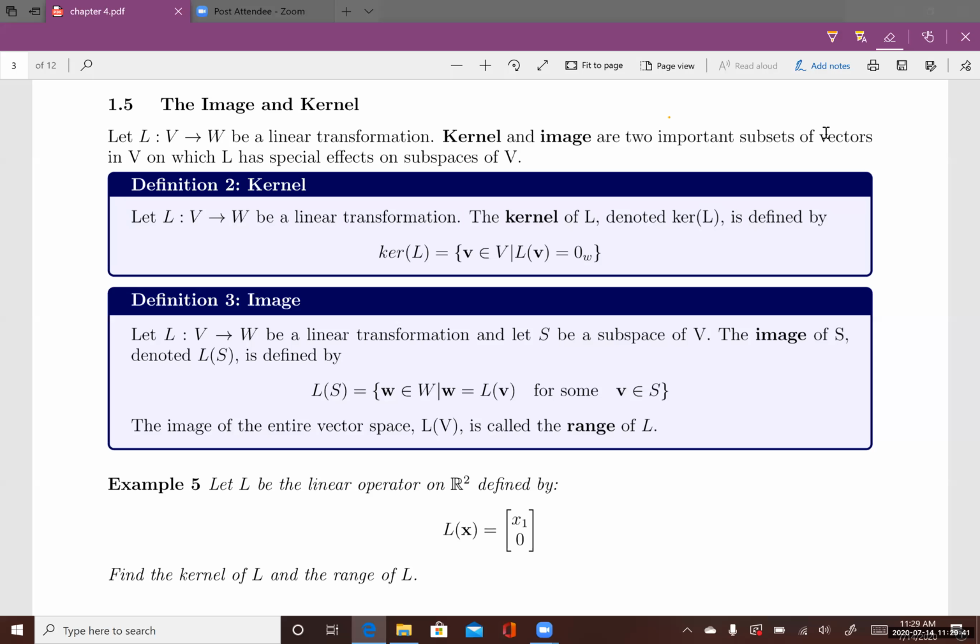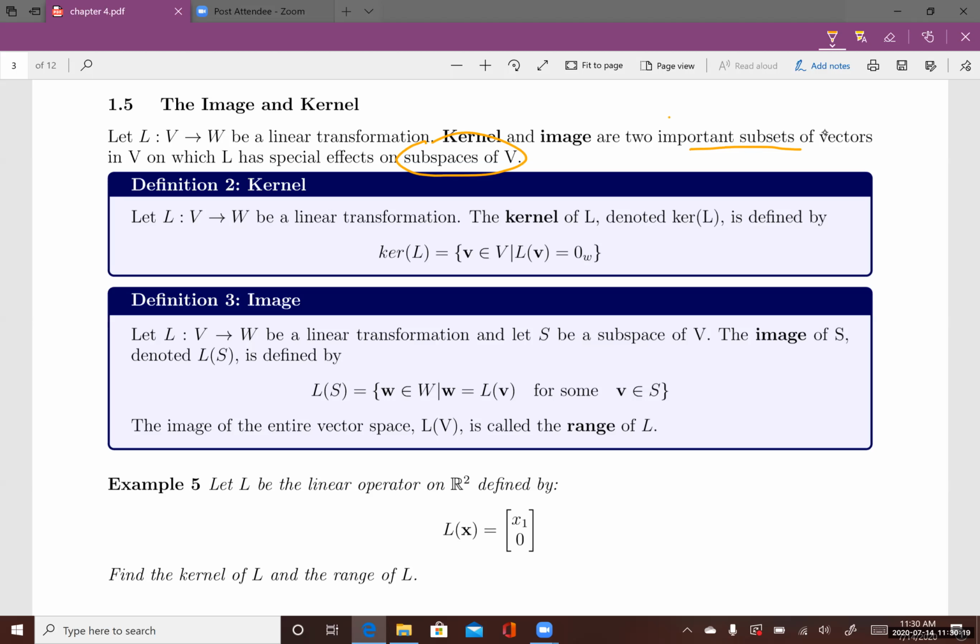This lecture introduces the image and kernel of a linear transformation. If you let L be a linear transformation that transforms some vectors in vector space V to a vector space W, then the kernel and image are the two subsets of V on which the linear transformation L has some special effect on the subspaces of V.